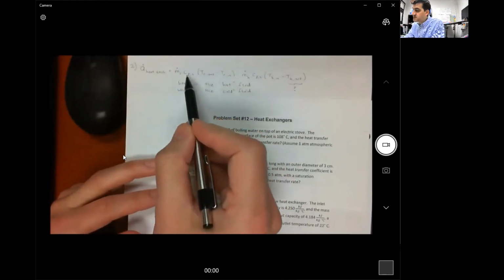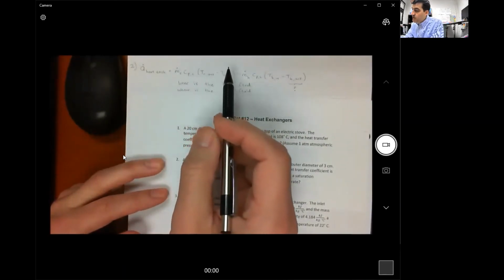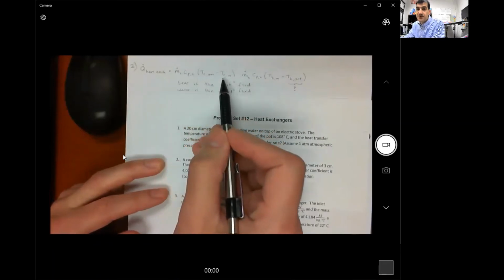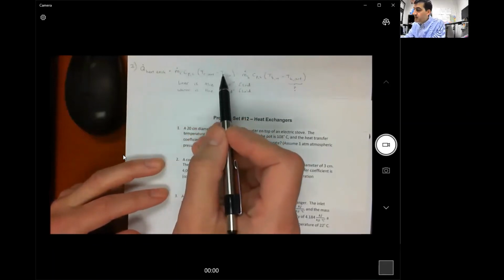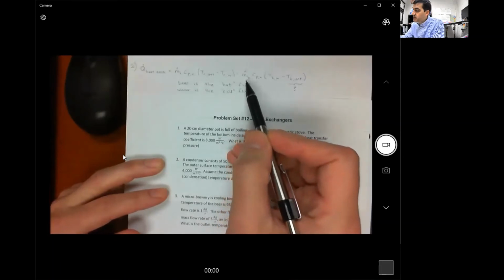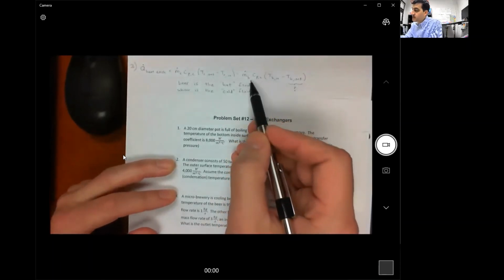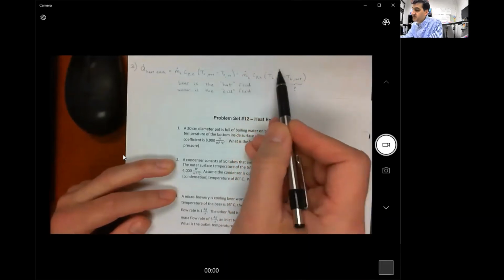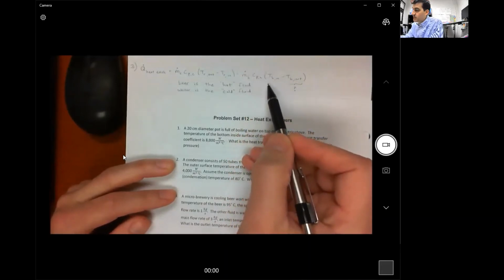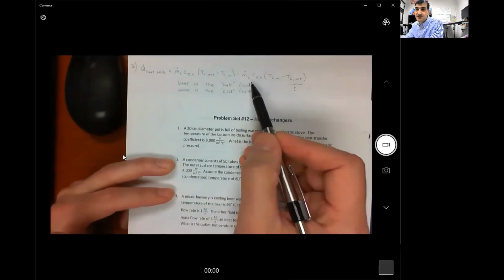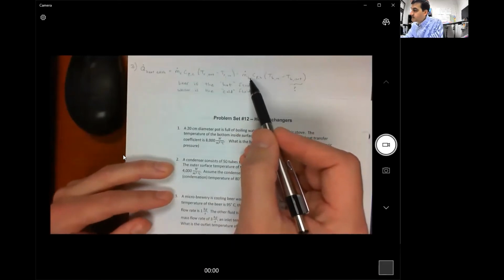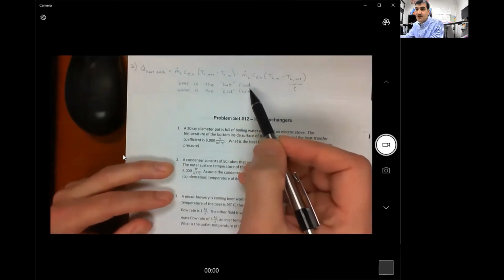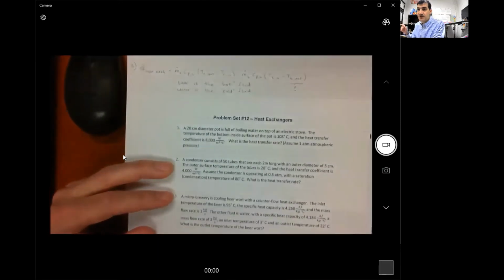This is just m c delta T for the cold temperature fluid, so this would be our water. And that's equal to the heat transfer out of the hot temperature fluid. So this is m c delta T for the high temperature fluid, which in this case is the beer wort. So it's worth noting that down, keep it straight in your head. What's the hot fluid and what's the cold fluid, so you don't mix things up.